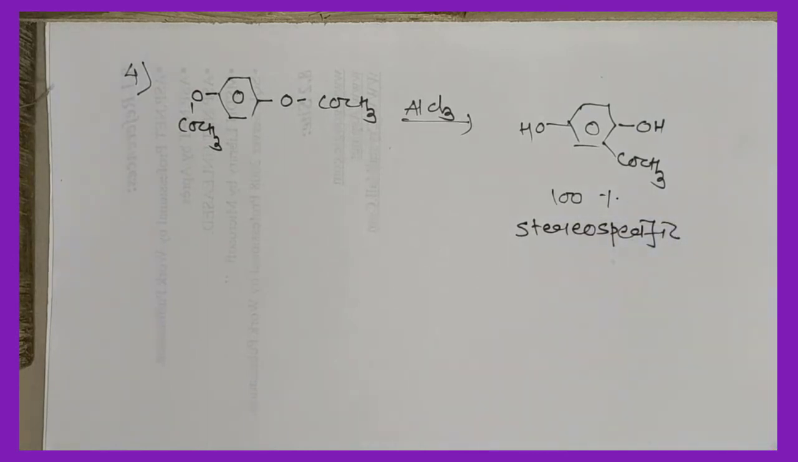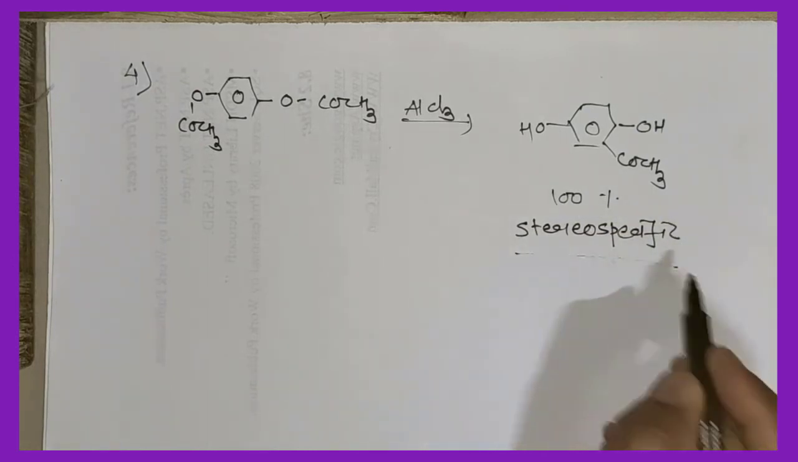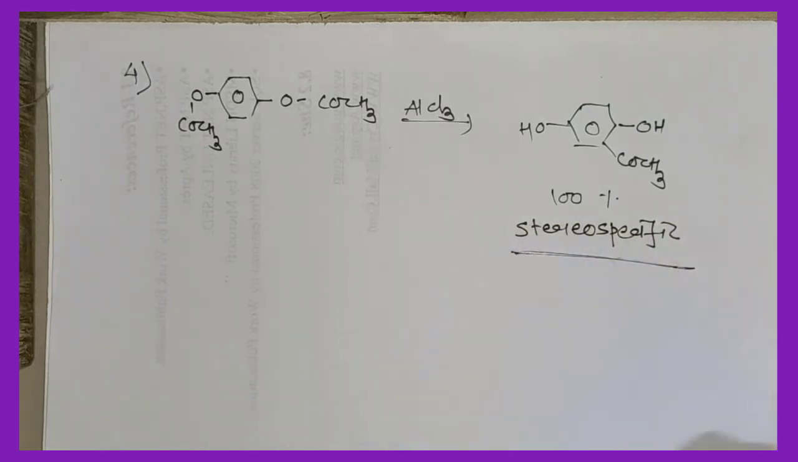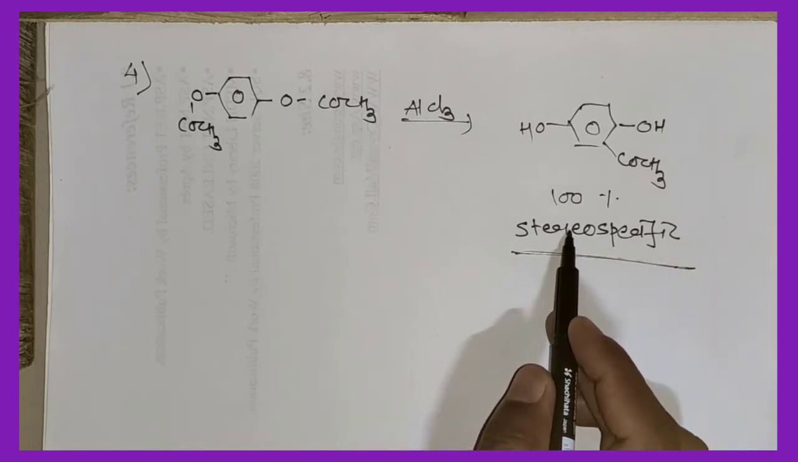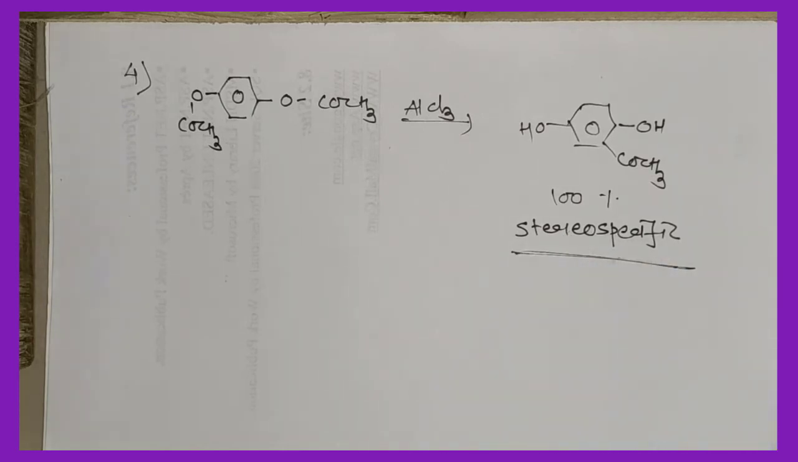What is meant by a stereospecific reaction? So we can say that only a single product is formed. So we can say that there is a specificity in the reaction. So we can say that this is a stereospecific reaction. In the case of ortho and para isomers, there is selection. It may be ortho or para, right? Suppose 75% is para isomer and 25% is ortho isomer. So we can say that this reaction is a stereoselective reaction.